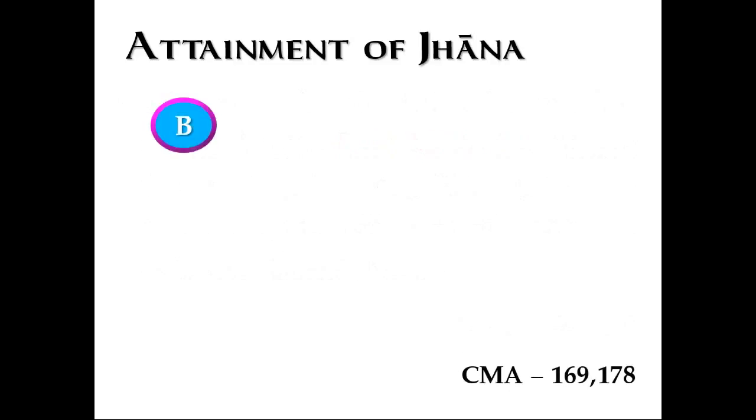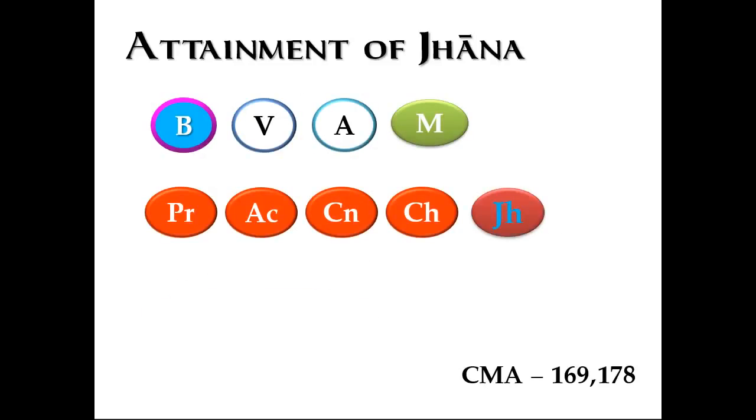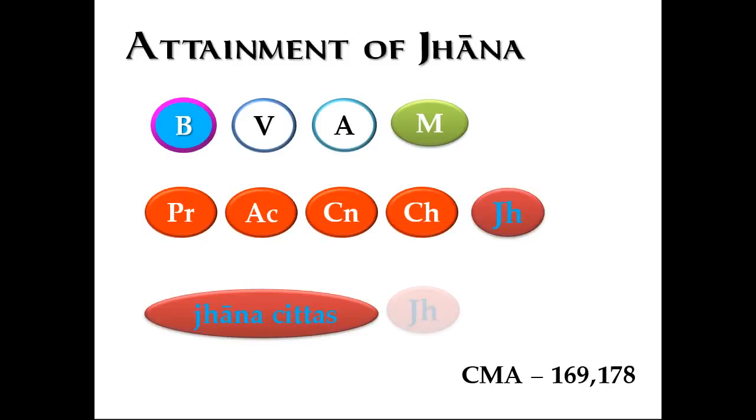Then we can look at this one: bhavanga, vibrational bhavanga, arrest bhavanga, mind door adverting, preparation, access, conformity, change of lineage, jhana, a lot of continuous jhana here. That means continuous jhana. And after that jhana, if you think that you want to come out from the jhana, then bhavanga. It can be 5 minutes, it can be 10 minutes, continuous. In between there is no bhavanga. So that is the attainment of jhana.